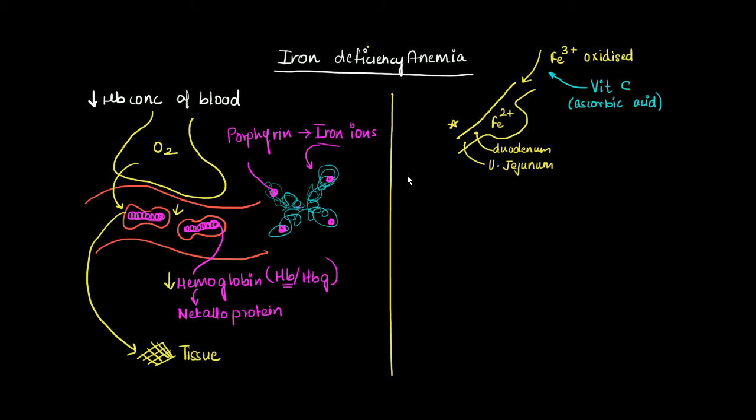Now, after absorption, I'll draw mucosal cells here. These are the intestinal mucosal cells from where the iron is getting absorbed. While it is getting absorbed, iron can be stored in the mucosal cells. The storage form is called ferritin. Now, what is ferritin? Ferritin is the combination of iron with a protein called apoferritin.